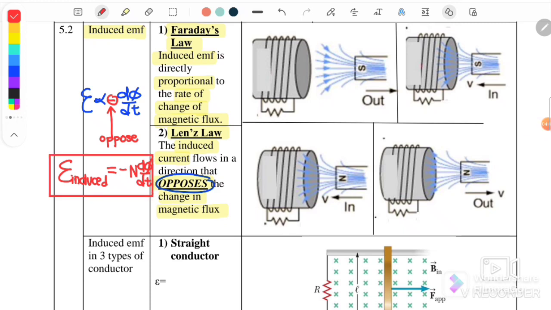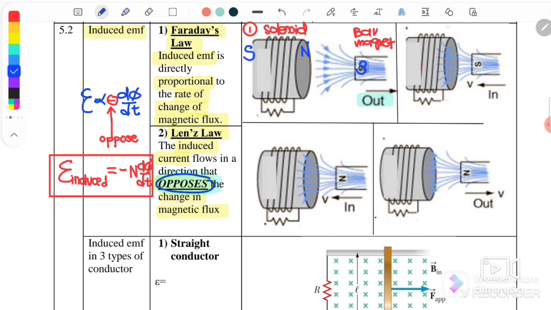Let's look at the diagram here for case 1. For example, let's say this is the solenoid, and this is our bar magnet. Initially, the bar magnet and solenoid are put together. After that, we push the bar magnet away from the solenoid. If you follow Lenz's law, it will try to oppose the change. This is a south pole. When you move away, it will try to pull back, so here will be north, and this is a south pole.